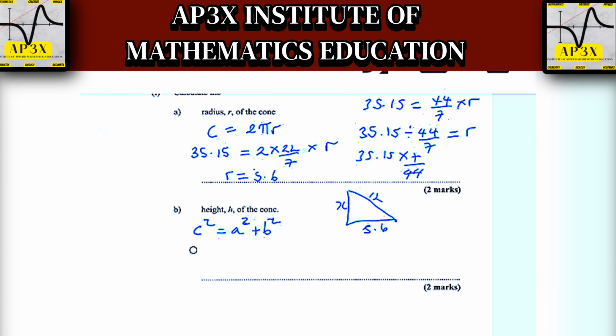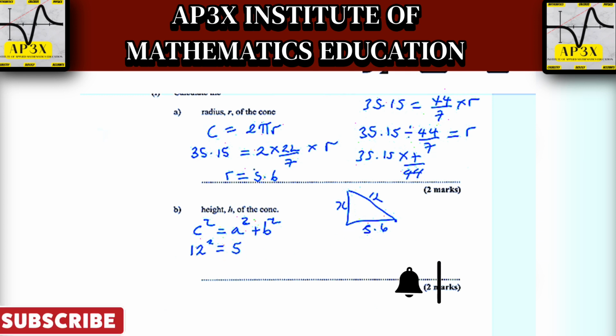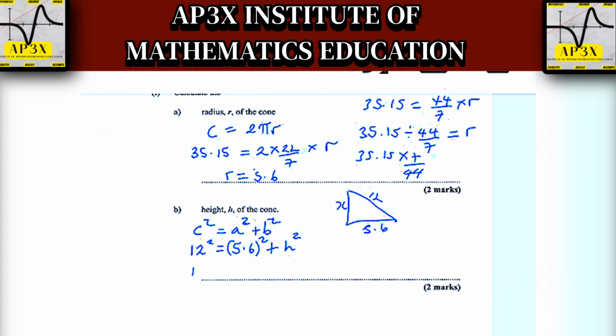And so c is going to be the hypotenuse, which in this case is 12 squared. And of course a squared is going to be 5.6 squared, and then plus the unknown side here, which is the height squared. Okay, so 12 squared is 144, and that's equal to 5.6 squared, which is 31.36, plus h squared.